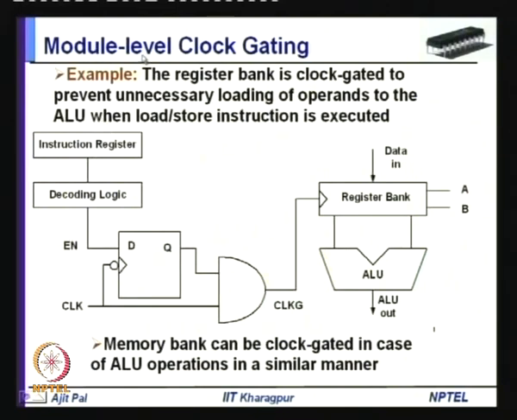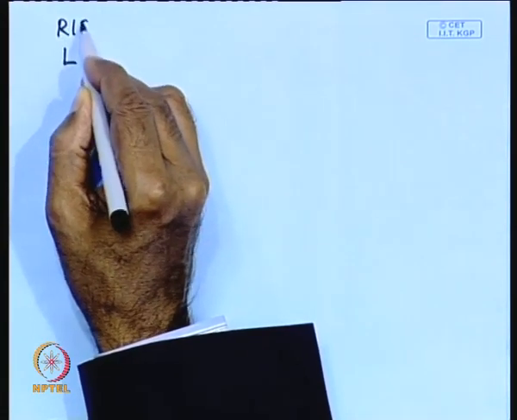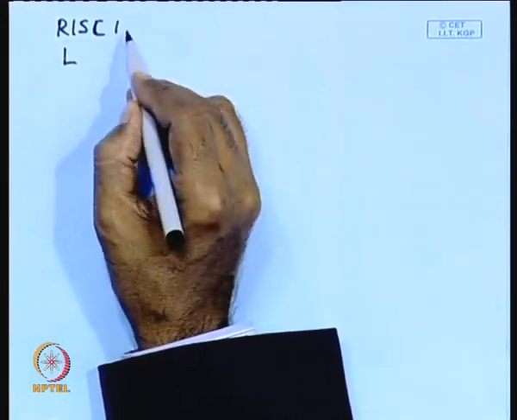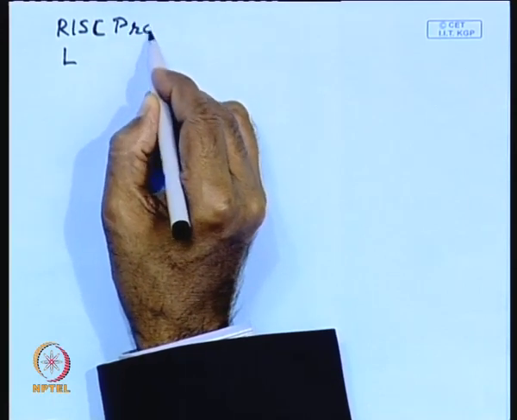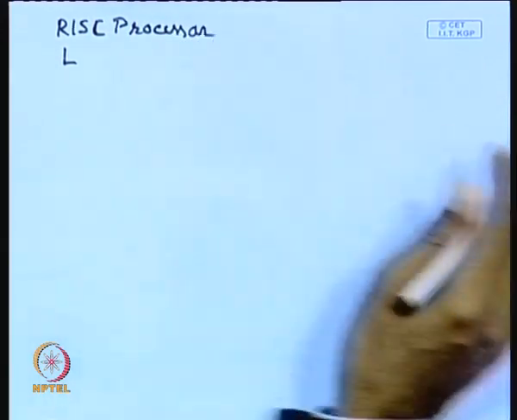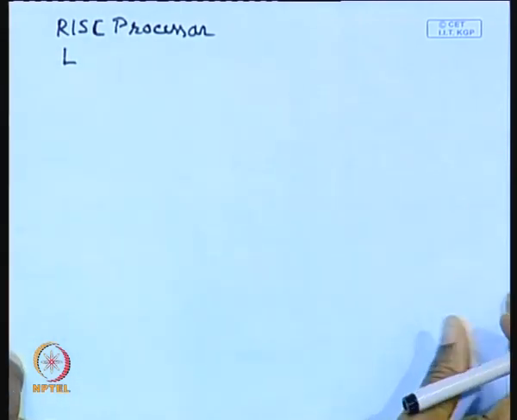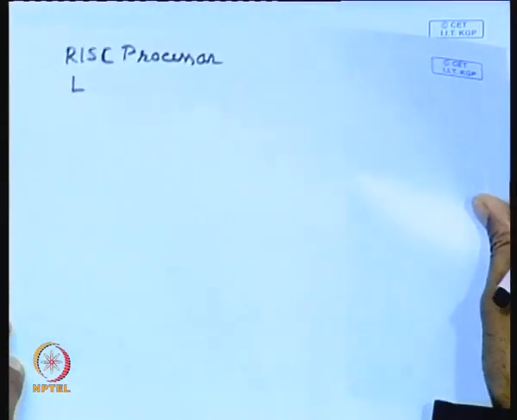And here is an example of a module level clock gating. Here the register bank is clock gated to prevent unnecessary loading of operands to the ALU when a load store instruction is executed. All of you may be familiar with the RISC processor. RISC stands for reduced instruction set computer. RISC processors have one interesting feature, that is, they have a load store architecture.